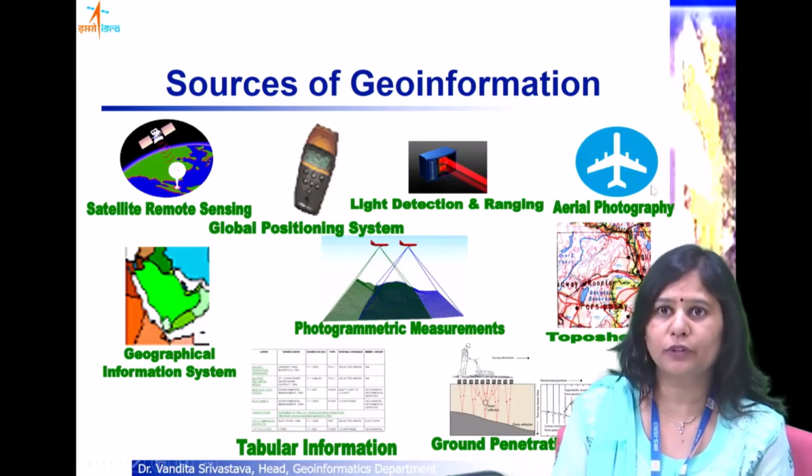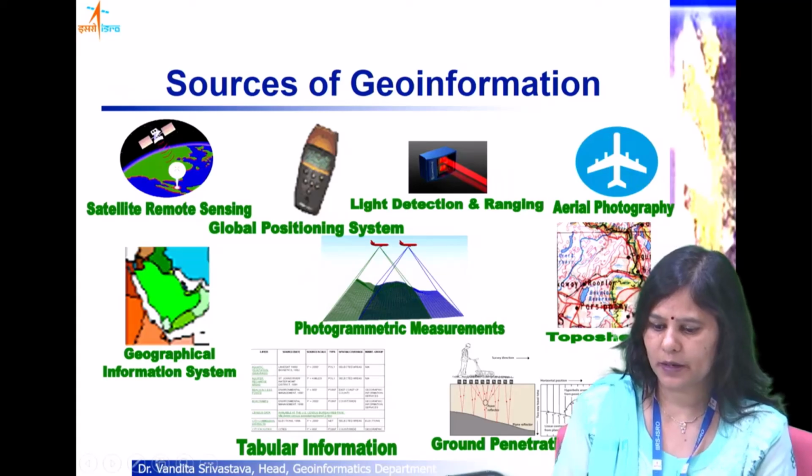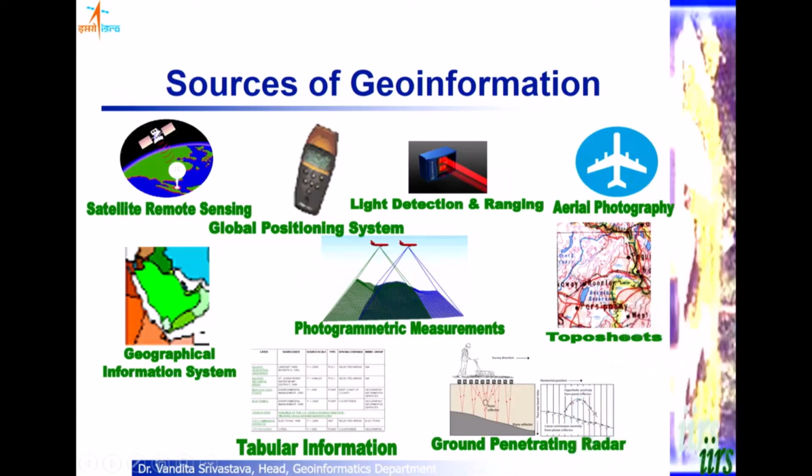Then aerial photography also provides us images and photographs. So earlier we used to have the manual photographs, now we have the digital photographs or the images. Then topo sheets, any survey sheet or topo sheet provides topographical information, that also pertains to geography. And then photogrammetric measurements taken from the two photographs with the specific side and forward overlap. Then the existing maps in geographical information system will also provide you the geographic information.